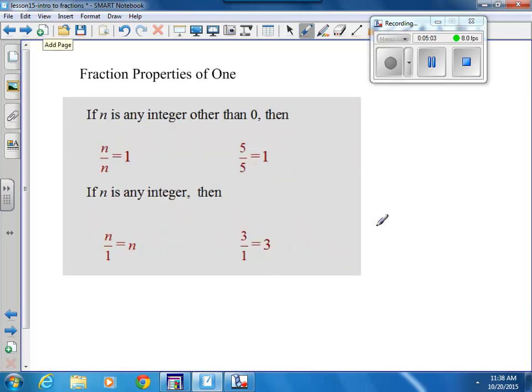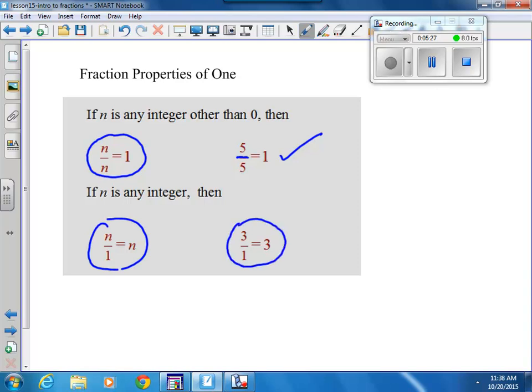Okay, other things to bear in mind. Fraction properties of 1. Anything divided by itself is 1. And here's an example. 5 divided by 5 is 1. So you can read that fraction bar as division. You can say 5 over 5, or you could say 5/5, or you could say 5 divided by 5. Likewise here, anything divided by 1 is itself. So 3 divided by 1 is itself, which is 3.